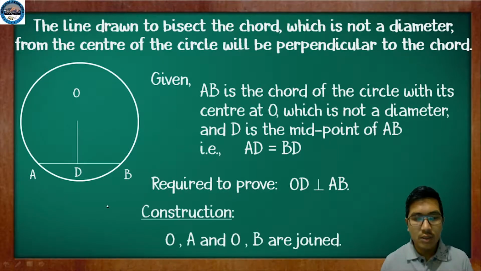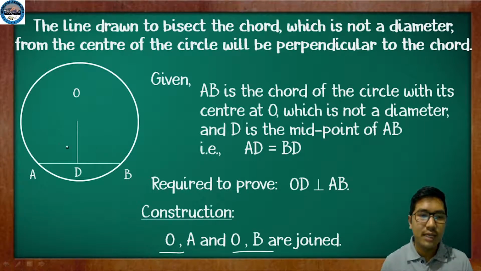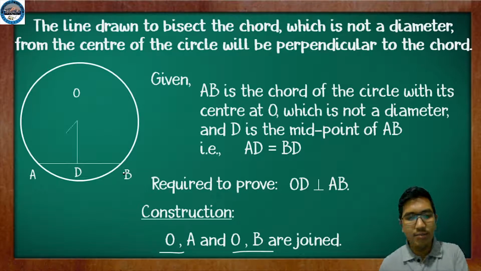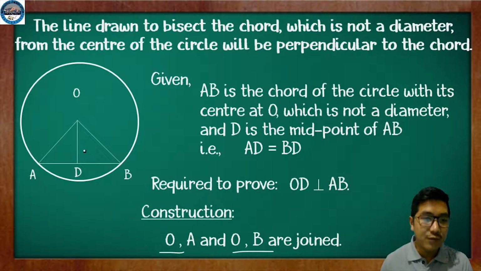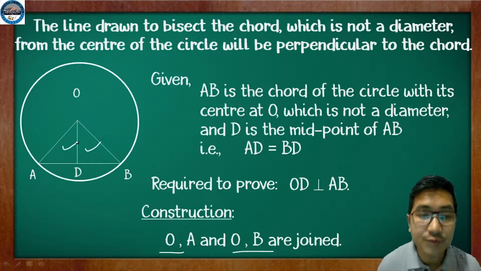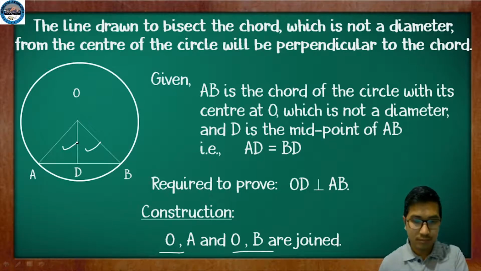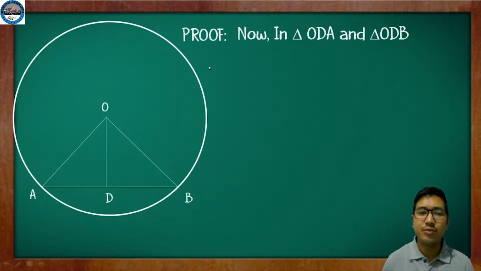Construction: OA and OB are joined. So we'll join O and A and O and B. This is how we'll join these two lines. So we have two triangles here. The first triangle is ODA and the next triangle is ODB. These are the two triangles here, and with the help of these two triangles we'll try to prove the theorem. So let's proceed to the proof now.